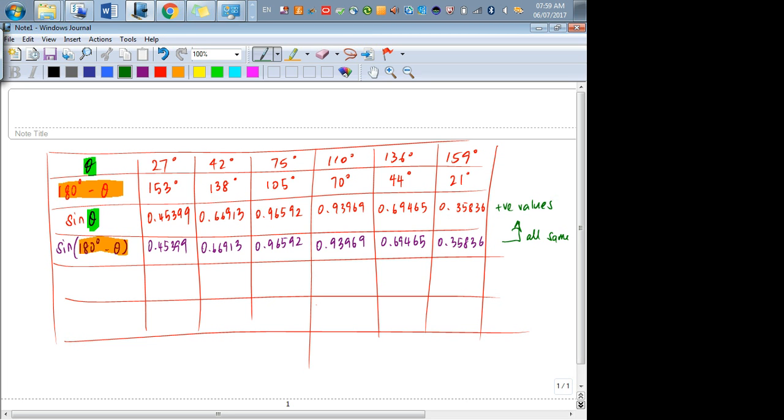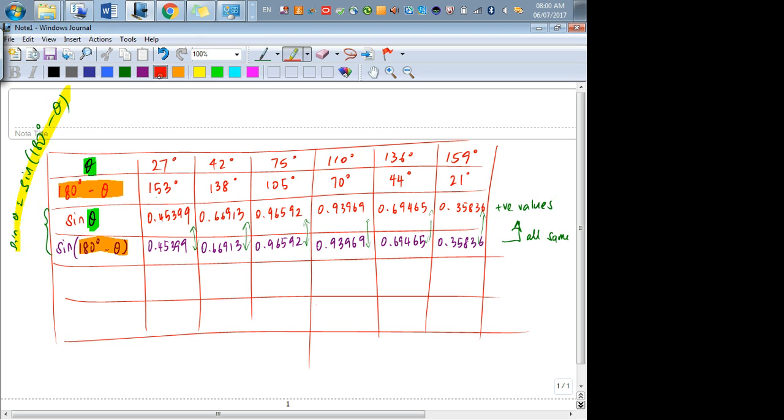We have calculated it out with our calculator. We see that the numbers here are the same. So we can reach a conclusion based on these two that sine theta is equal to sine of 180 degrees minus theta. This is our conclusion, and you will need to know this.